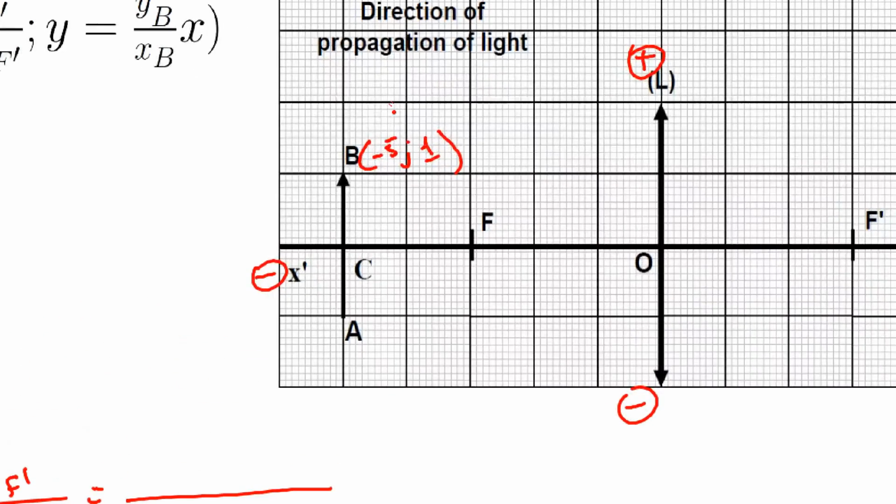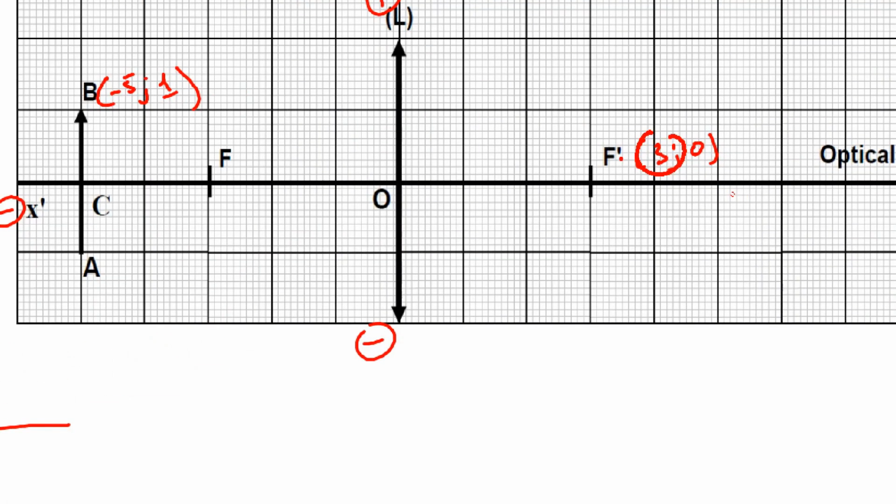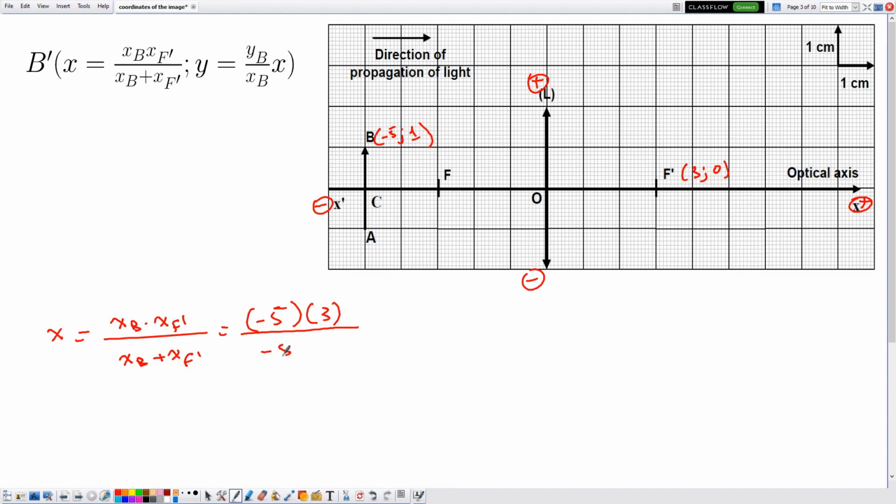So the value of x is given by -5 multiplied by xF', which is 3, divided by -5 plus 3. This will give us -15 divided by -2, so this is 7.5.